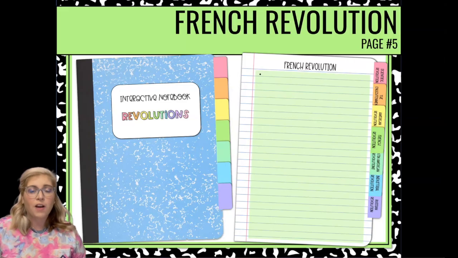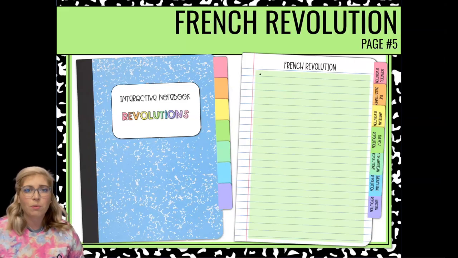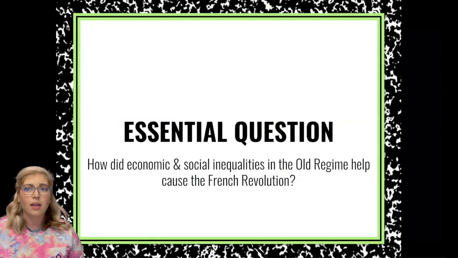All right, we're on page 5 of your interactive notebook. And again, today we're talking about the French Revolution. Let's start off with our essential question. How did economic and social inequalities in the old regime help cause the French Revolution?